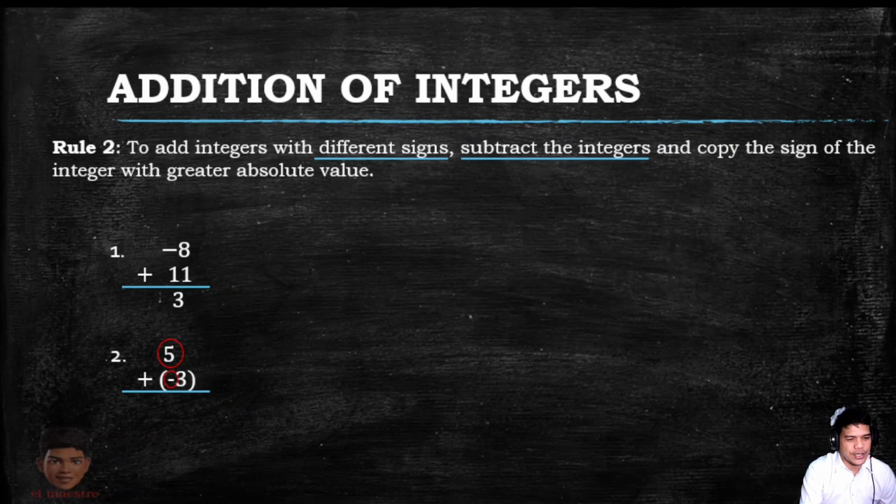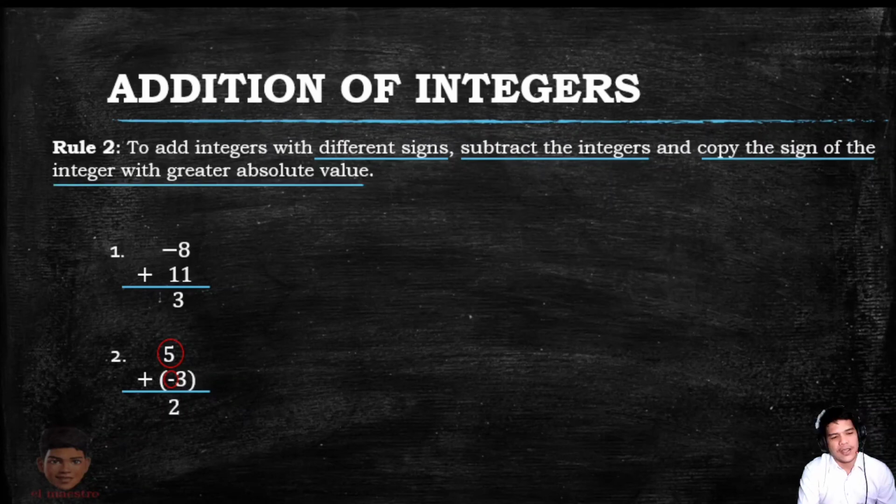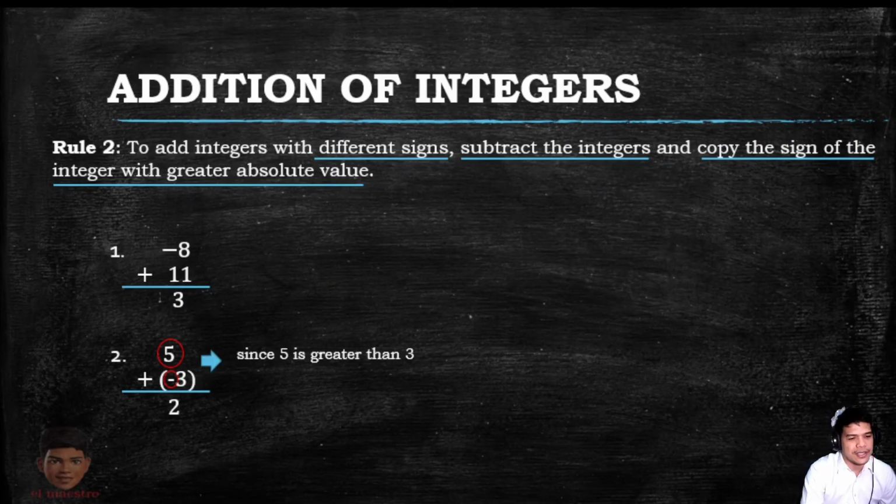The rule says, copy the sign of the integer with greater absolute value. We know what an absolute value is, right? If you don't know what an absolute value is, we have a separate video on how to identify an absolute value. So let's have this. Since 5 is greater than 3, we copy the sign of 5. What is the sign of 5? Positive. So we copy that. So the answer is positive 2.